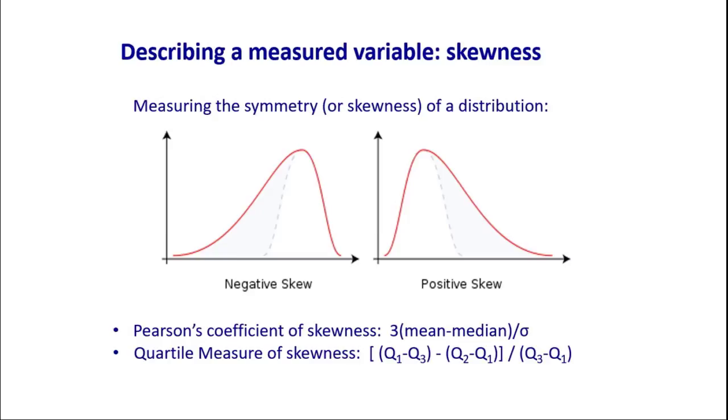And it is (Q3 minus Q2) minus (Q2 minus Q1), all divided by the interquartile range, which is Q3 minus Q1.